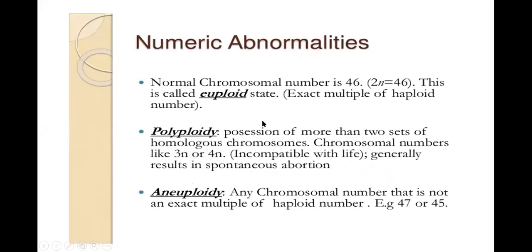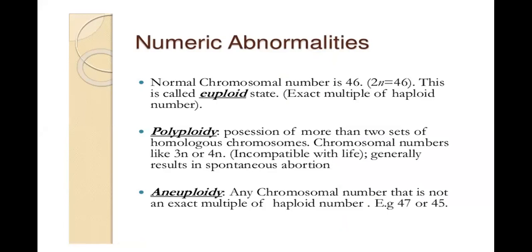Numerical abnormalities. Normal chromosome number is 46. As I've told you earlier, this is called the euploid state, or normal number of chromosomes. Polyploidy. Polyploidy is the presence of more than two sets of homologous chromosomes. Chromosome numbers like 3n or 4n are incompatible with life and generally result in spontaneous abortion.